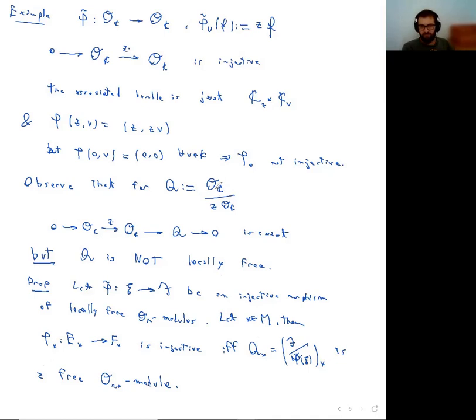For z different than 0, this is just the 0 module, so it is a free O_{M,x} module. But for z equals 0, this turns out to be C. So it's not an O_{M,x} module. It's a C module, but that's not enough for us.